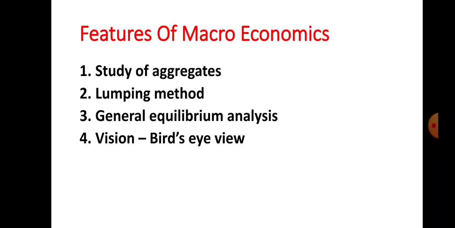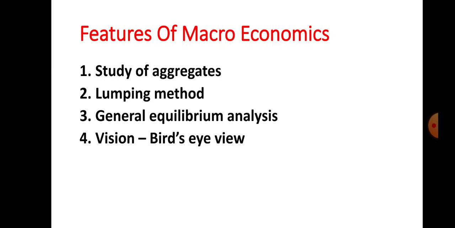Number 3, general equilibrium analysis. What is the primary assumption in macroeconomics? Everything depends on everything else. It means all macroeconomic variables are dependent on each other. There is interconnection between them. That is known as a general equilibrium analysis.